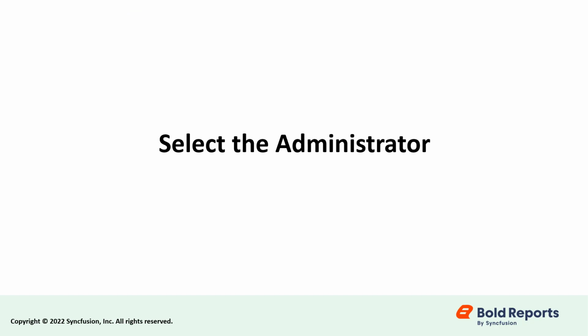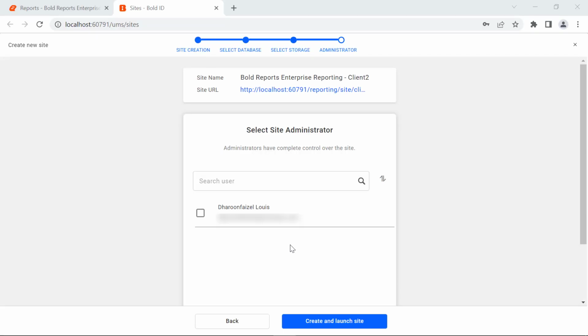Now let's select the administrator. In this step, we are going to select the user to provide complete control over the site. The selected user has the privilege to create reports, data sources, schedules, datasets, users, groups permissions, and manage permissions for users and groups. You can search for the required users using the search bar and sort user details by clicking the sort icon. Select the user by checking the checkbox. Click Create and Launch Site.